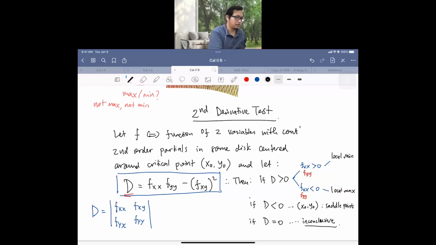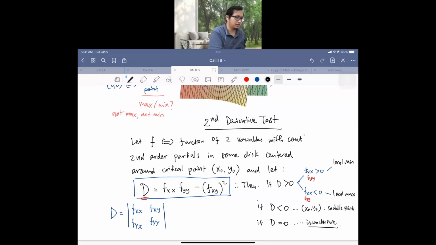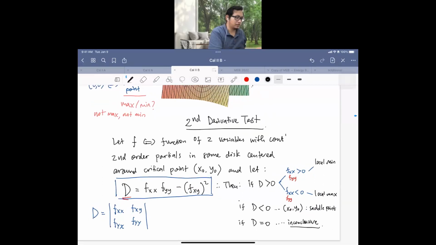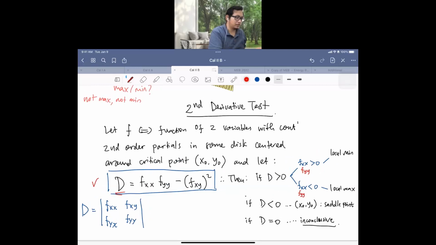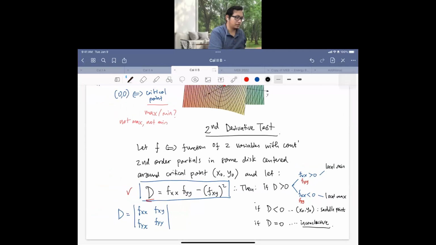Okay, let's continue. I think the important point is the equations and what happens when D is positive, negative, equals 0. That will be the main point of this test. Okay, let's take some example.